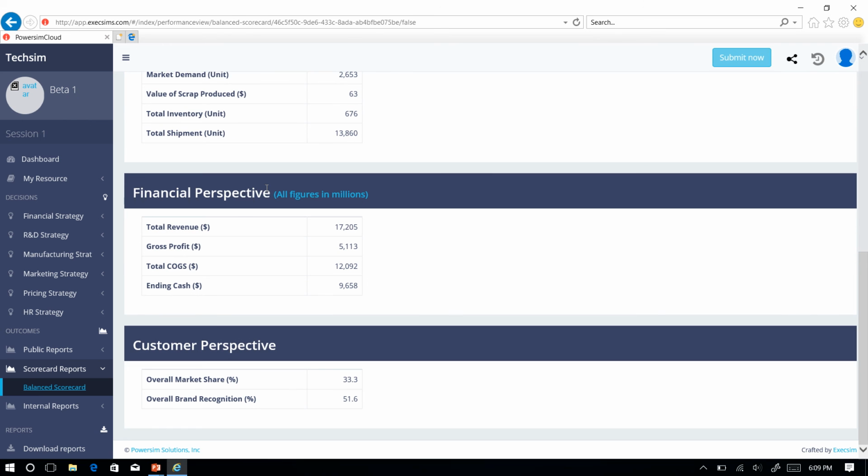Then you can see financial perspective, which has the total revenue, profit, gross profit, total COGS, ending cash, and then you have customer perspective, which has overall market share, overall brand recognition.